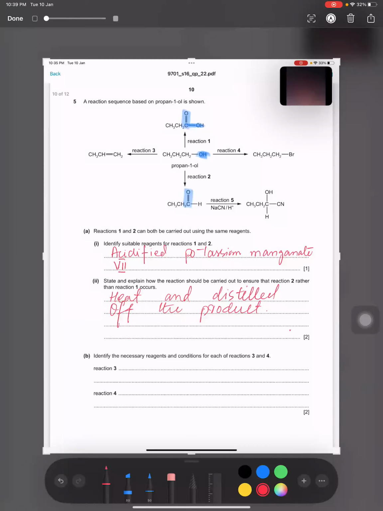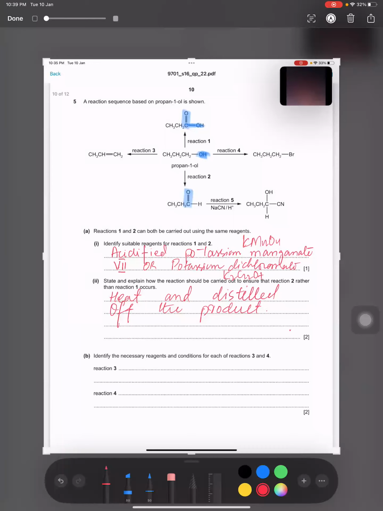Yes sir. And if you want to write the formula over there, it should be KMnO4 and K2Cr2O7, right, bacho? Heat and distill off the product. You need to remember this. If you want to stop the reaction at aldehyde, you need to heat and then distill off the product. And if you are going towards the complete reaction, you need to do heat and reflux, right, bacho?